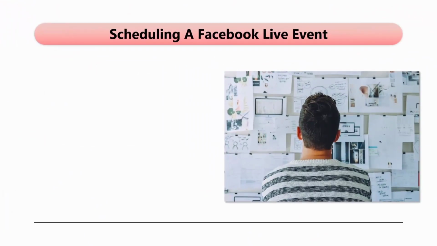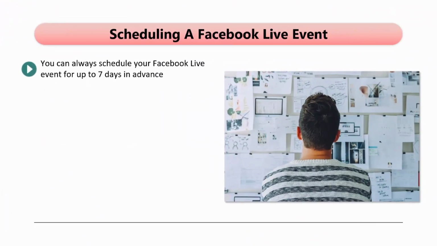Scheduling a Facebook Live event. You can always schedule your Facebook Live event for up to 7 days in advance. Navigate to Publishing Tools and then select Video Library, and after this, hit Live. This will bring up a screen that contains your broadcasting credentials.